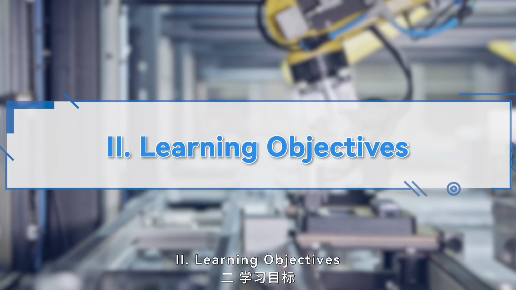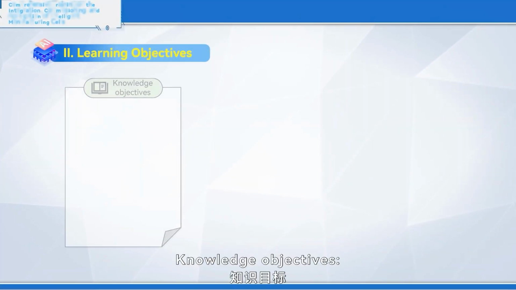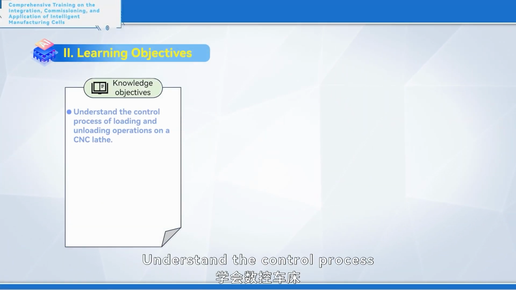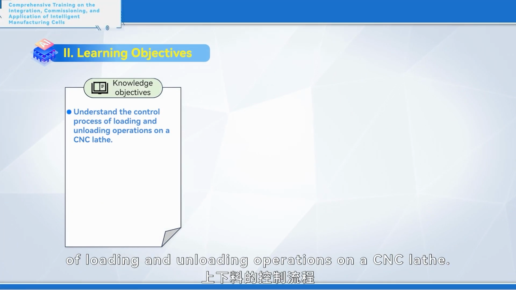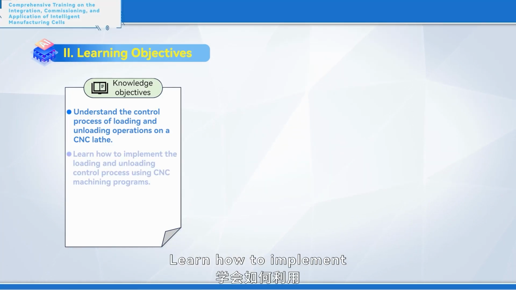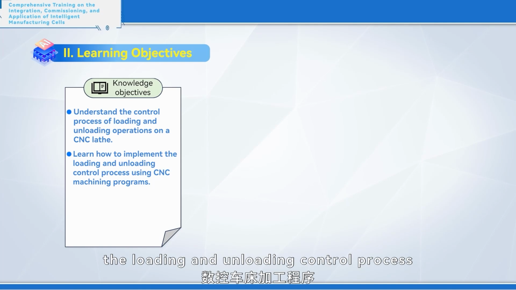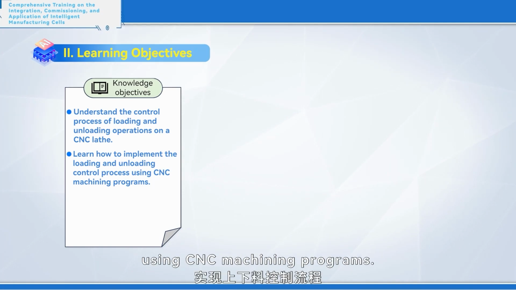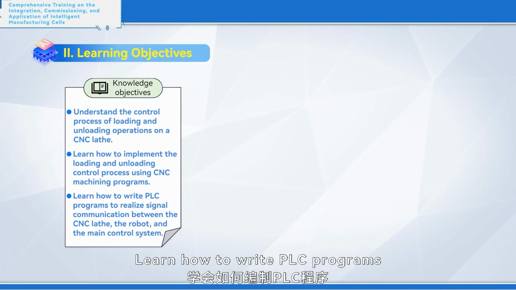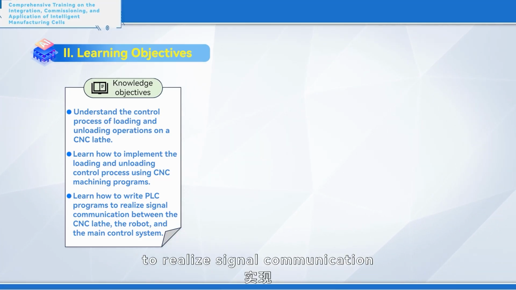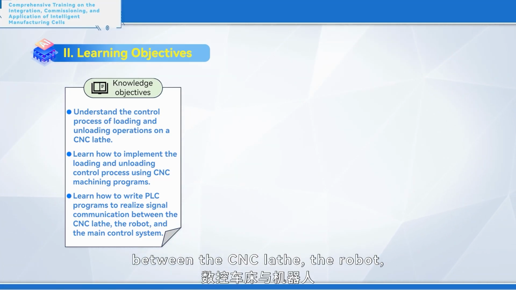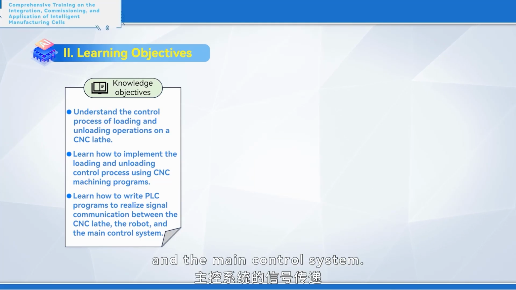2. Learning objectives. Knowledge objectives. Understand the control process of loading and unloading operations on a CNC lathe. Learn how to implement the loading and unloading control process using CNC machining programs. Learn how to write PLC programs to realize signal communication between the CNC lathe, the robot, and the main control system.